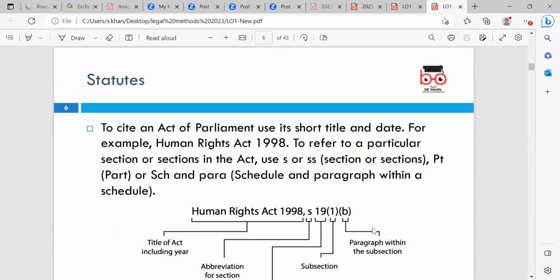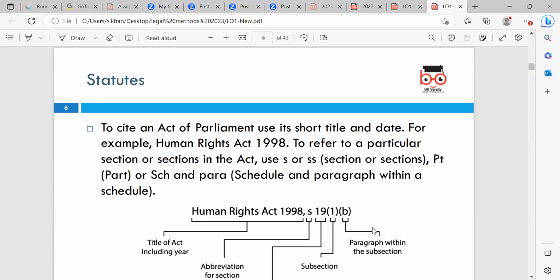When we look at statutes, what is a statute? A statute is a law. Statute is referred to as a law. So you could have the Human Rights Act. Is that a law, the Human Rights Act? Yeah, it's a law, isn't it? So these are examples of statute.